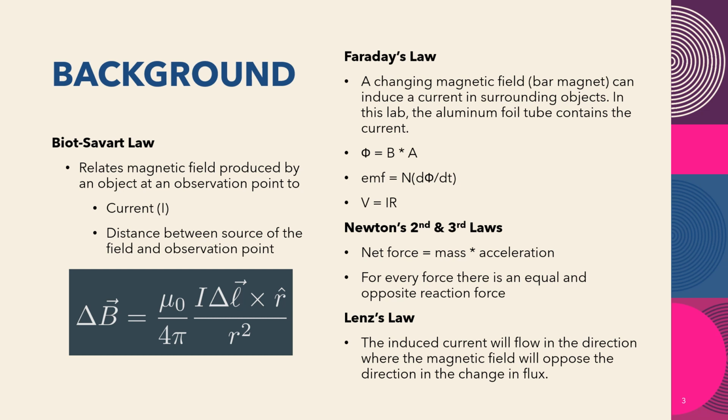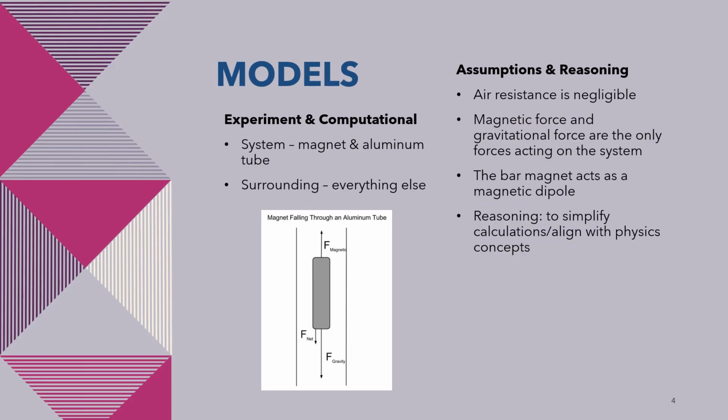Here are some important background equations such as the Biot-Savart law, Faraday's law, Newton's second and third laws, and Lenz's law. The models for this lab are an experimental model and a computational model, where the system is the bar magnet and aluminum tube, and the surroundings are everything else. We assume the bar magnet is a magnetic dipole to apply the Biot-Savart law, and that the magnetic force from the tube and the gravitational force are the only forces acting on the system.